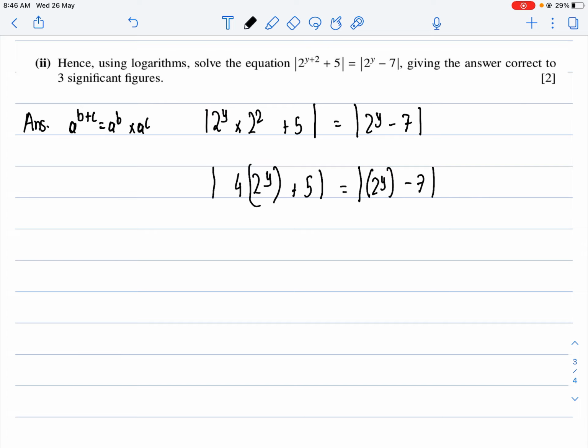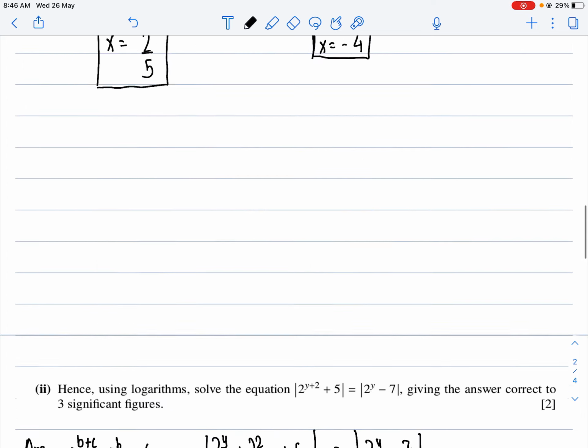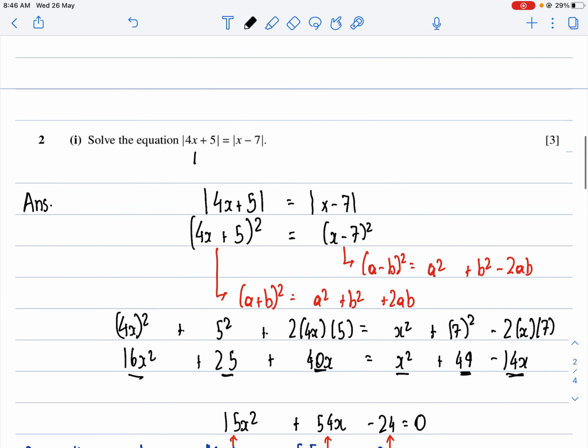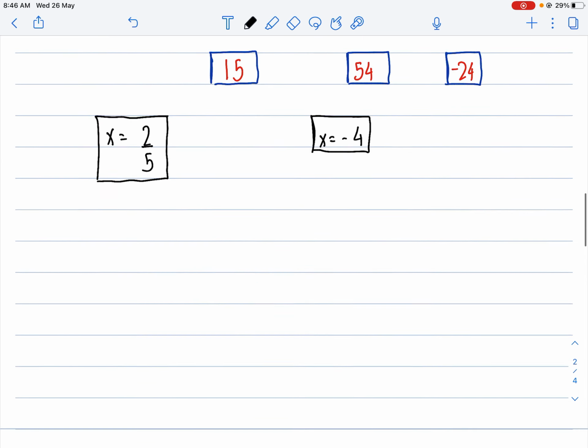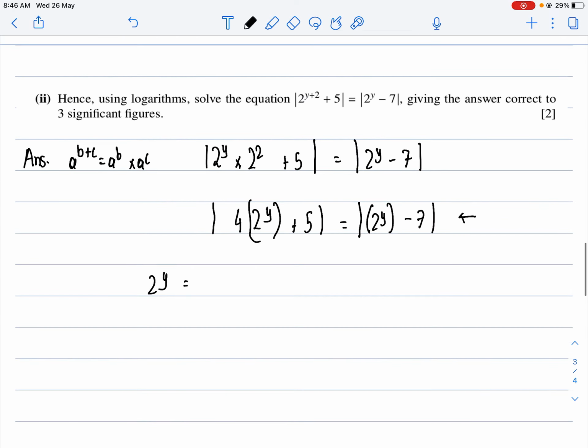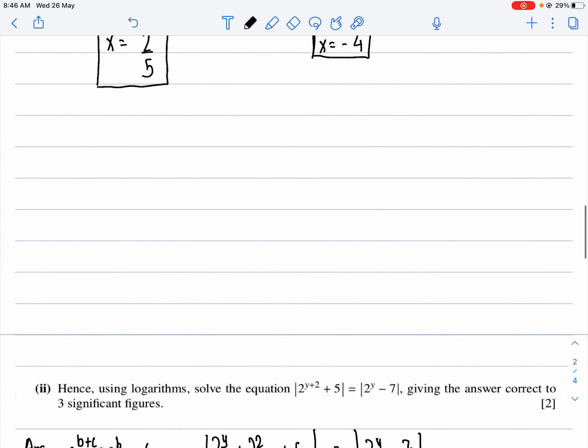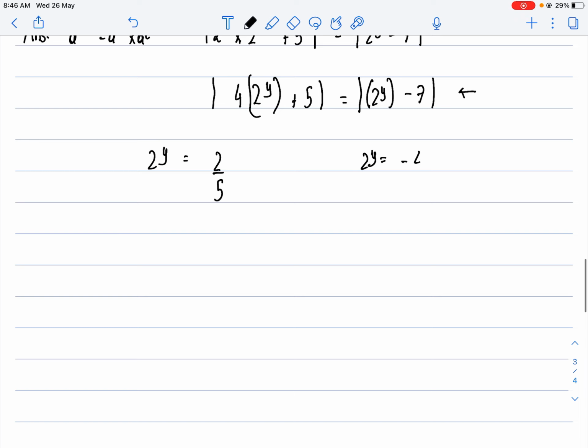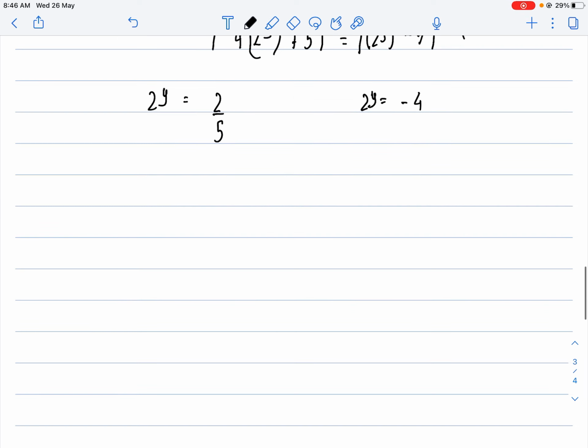So if you compare this equation with the top equation, in the place of x, they have just substituted 2 raised to y. So I can simply say that 2 raised to y is equal to 2 by 5 and 2 raised to y is equal to minus 4. Now, to solve this, I need to use logs. So I can log both sides to get something like this.